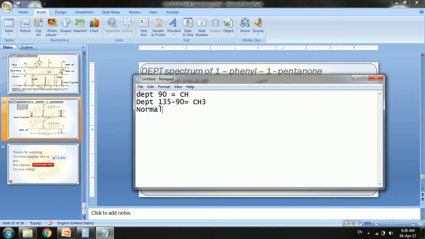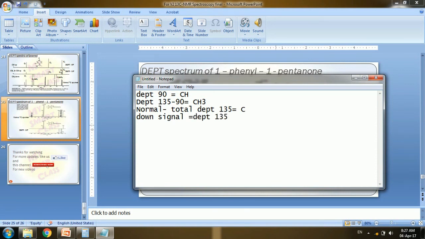Normal 13C minus the total signal of DEPT 135 will show you the number of quaternary carbons. Okay, and the downward signal of DEPT 135 will give you the number of CH2. So you just have to remember how to find out the number of CH, CH3, C and CH2.